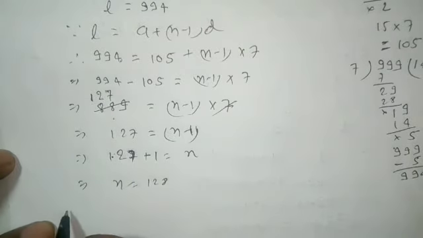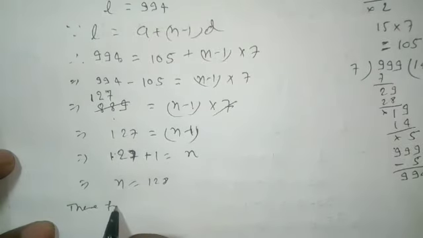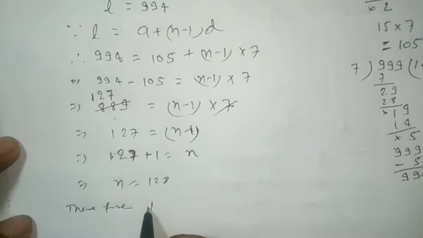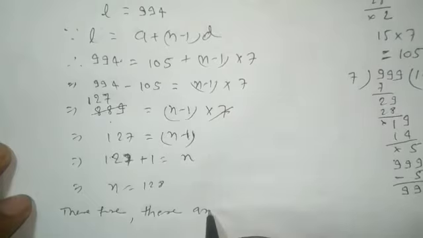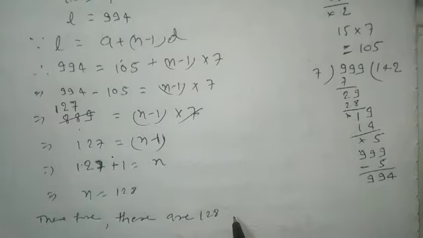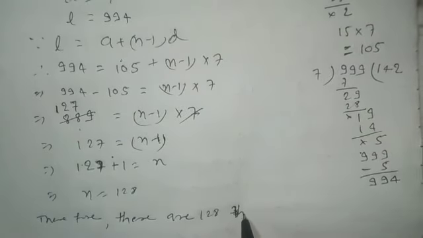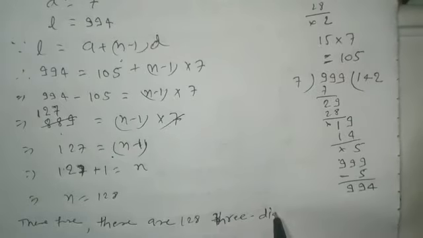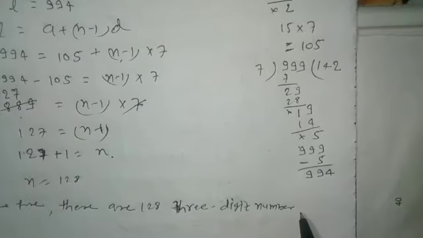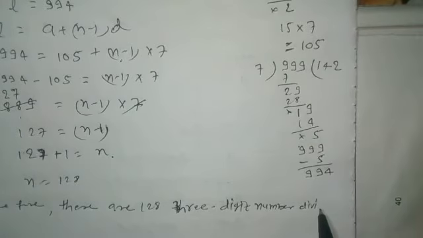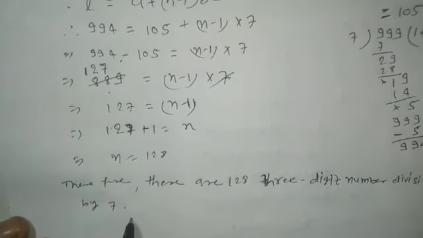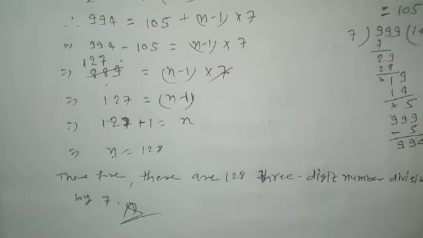Therefore, there are 128 3-digit numbers divisible by 7. Answer, 128 is your answer.